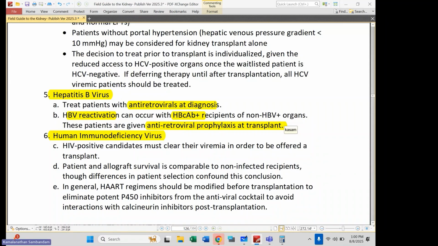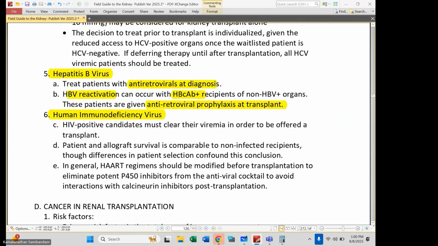We also do Hep B core antibody positive transplants. So you can transplant a core antibody donor kidney into a Hep B immune patient. As long as your surface antibody is protective, over 10 international units, you can list those patients. Similarly, you check Hep B PCRs, you treat with entecavir.